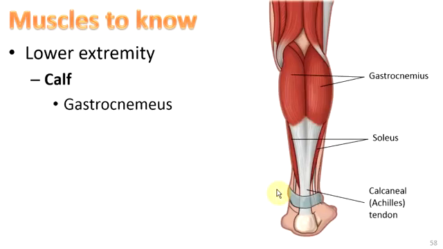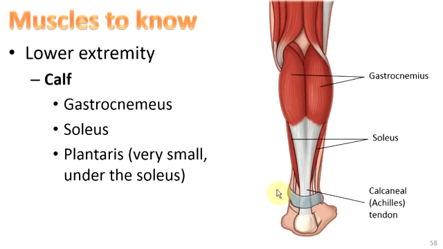Okay, the calf, also 3 muscles: the gastrocnemius, the soleus, and the plantaris. Now, the gastrocnemius is this big muscle that you see. A lot of times you can see this border on really muscular people. Now, right behind it is the soleus. You can see the soleus, just not very well. You can see it if you pull the gastrocnemius away.